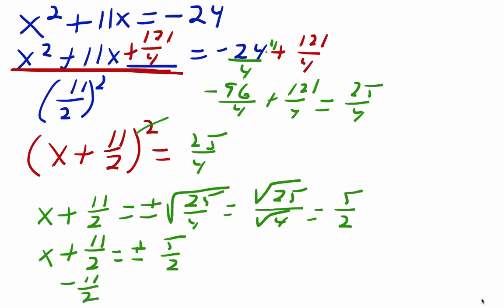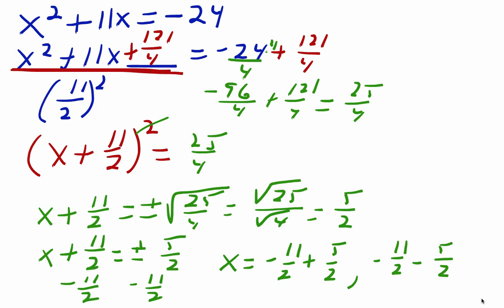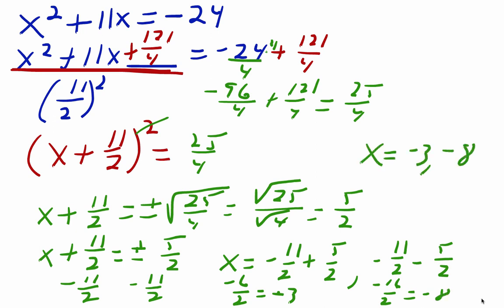Minus 11 halves from both sides. So I have x equals negative 11 halves plus 5 halves and negative 11 halves minus 5 halves. I already have a common denominator, so I don't have to worry about that. Negative 11 halves plus 5 halves is negative 6 halves, which is negative 3. And negative 11 halves minus 5 halves is negative 16 halves, which is negative 8. So x equals negative 3 and negative 8. Those are my values that, when I put them into my equation, make my equation equal to 0.